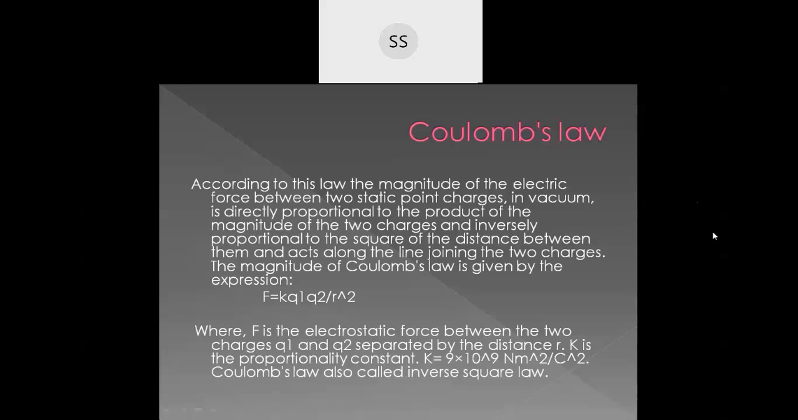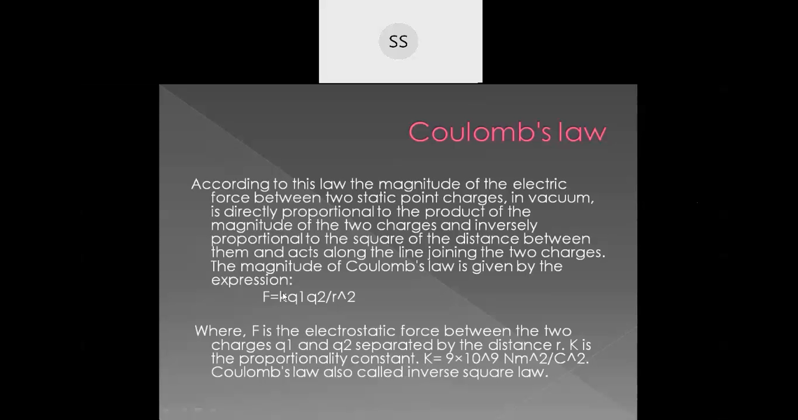If someone asks you what is the electrostatic force between two charges and you are given the magnitude of the charges, then you have to put the value of K here, 9 into 10 to the power 9 Newton meter square divided by Coulomb square. You have to put the magnitudes of the two charges and the value of the distance, and putting all these values in this equation we can calculate the electrostatic force between two charges. Two kinds of electrostatic force are there. One is attraction and the other is repulsion.